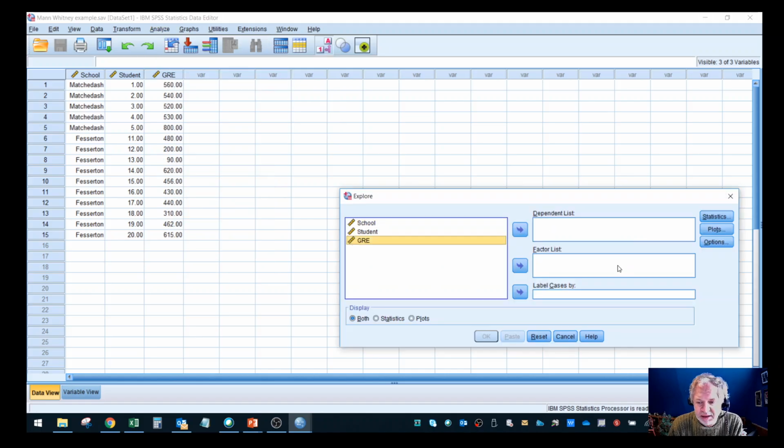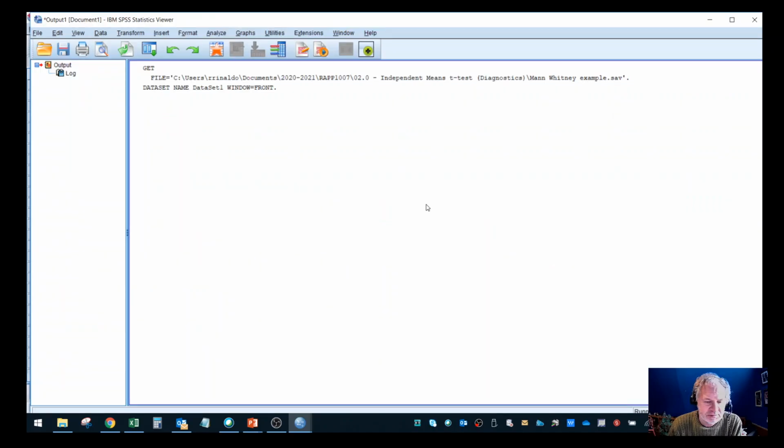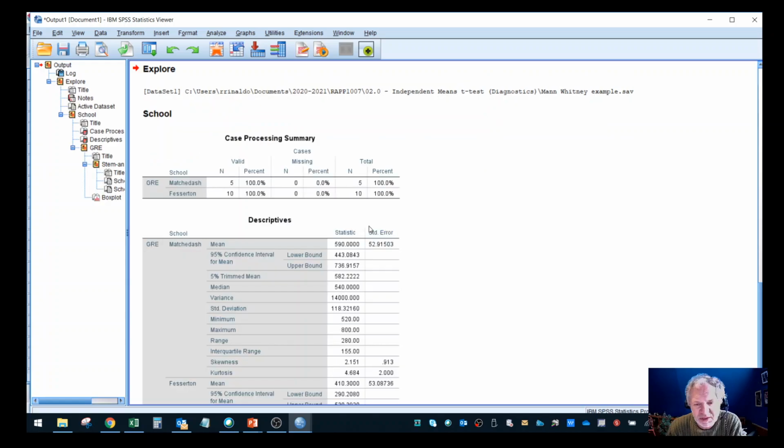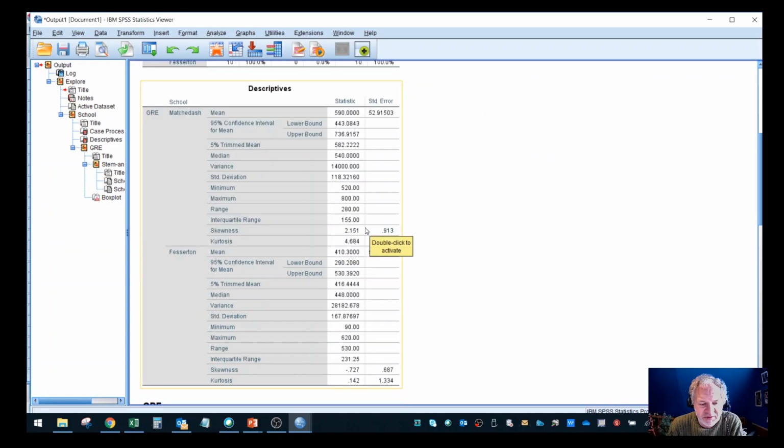I will do my diagnostics: Analyze, Descriptives, Explore. My dependent variable is GRE, and school is my factor list, and I go OK. Okay, so that's just going to be doing my diagnostics. First I'm going to look at my skewness measure.